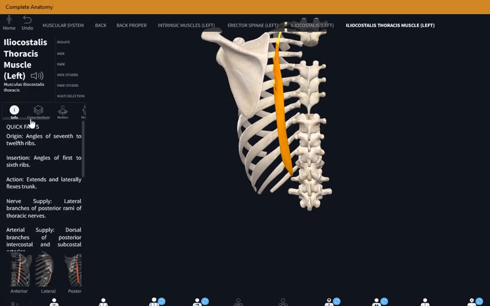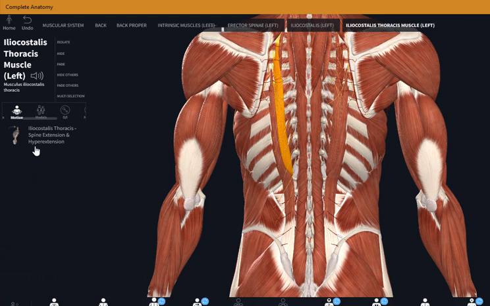Now the action that it's going to perform is going to be a slight extension. So we are going to visualize the extension that it's going to perform. The extension is not going to be too prominent because it's not directly connected to the spinous processes. It's going to do a slight extension that we're going to visualize right now.